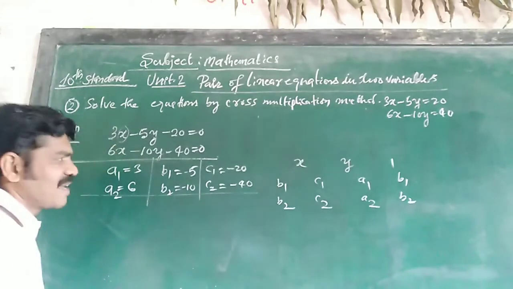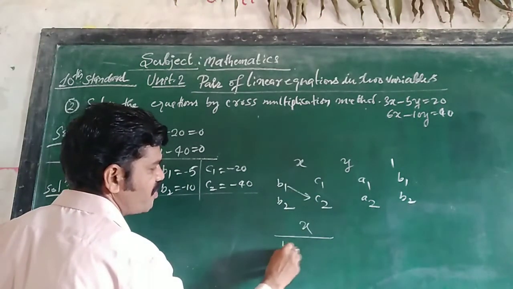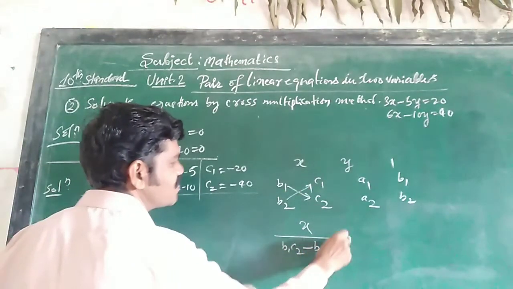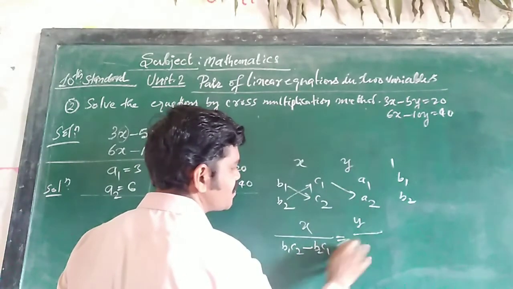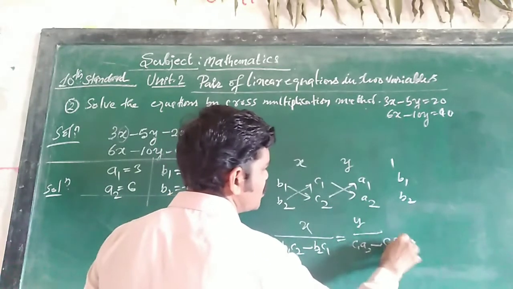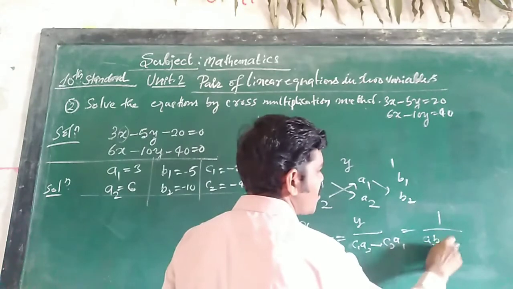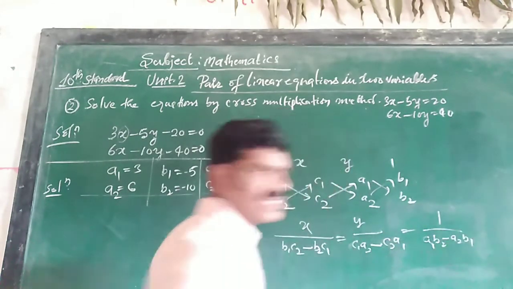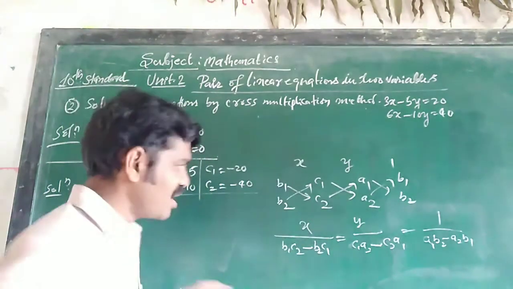So this is the thing. If we multiply these two, b1 c2 minus b2 c1, that is equal to y divided by c1 a2 minus c2 a1, that is equal to 1 divided by a1 b2 minus a2 b1. This is a very simple reference to remember the formula. This is the formula.